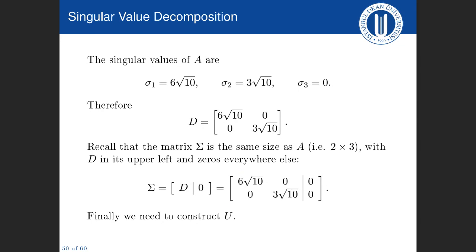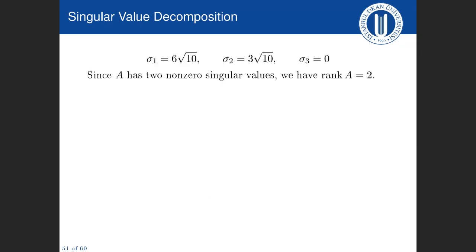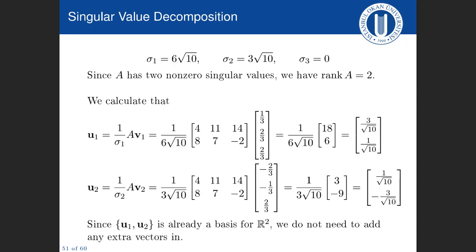So that's two matrices done. We need to find one more. We need to construct our matrix capital U. Because A has two non-zero singular values, we know that the rank of A is equal to 2. So we're going to be using the formula for U1 and U2. The formula is that U1 is 1 divided by sigma 1, AV1, and U2 is 1 divided by sigma 2, AV2.